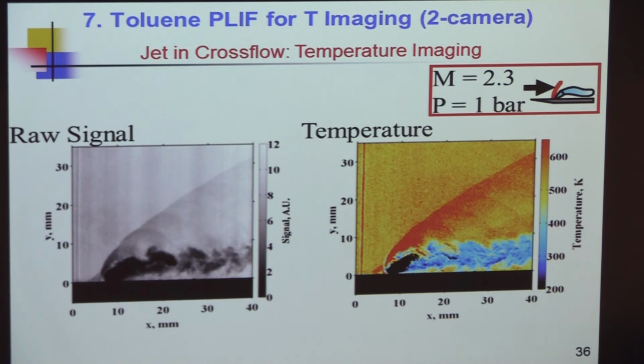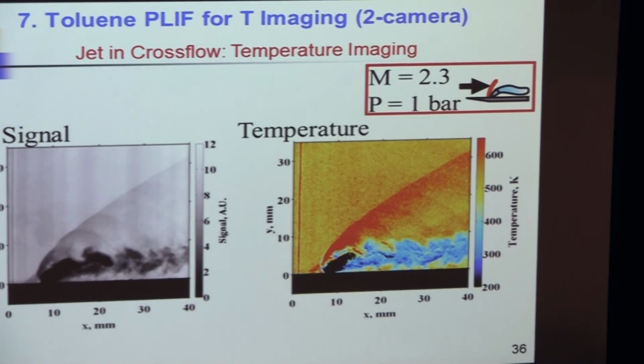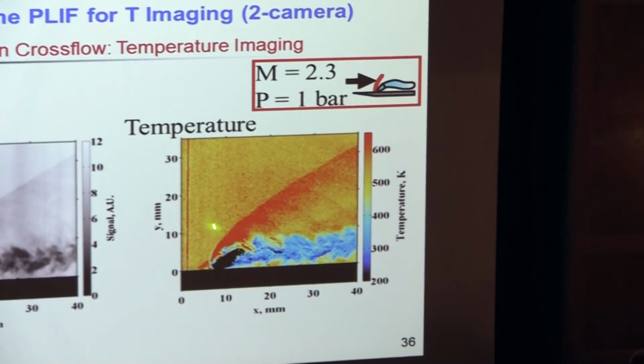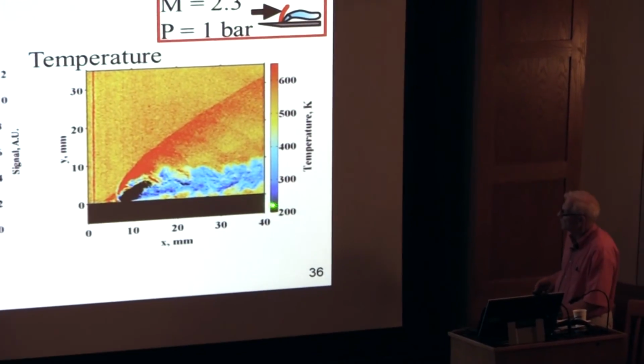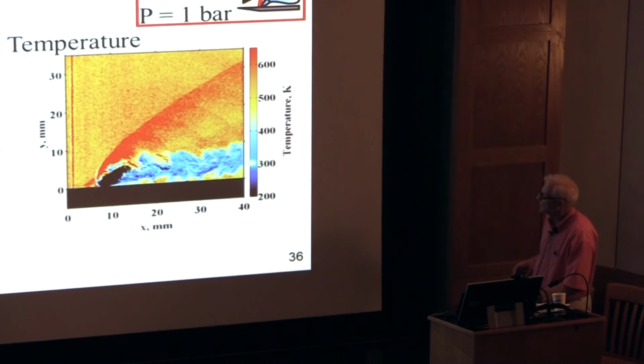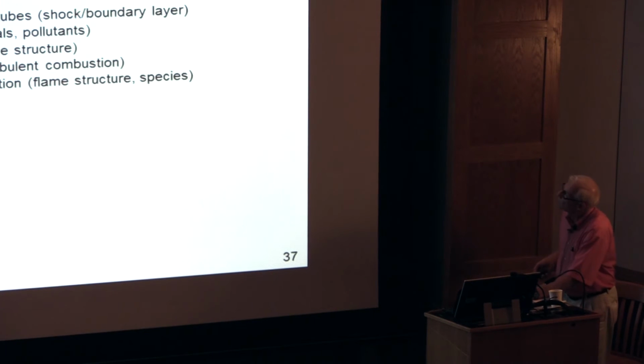So these were now pretty recent, within the last couple of years. Jet and cross flow images of temperature. So how do you do that? You have to seed the flow, and you take the ratio and the toluene, and you get pretty good looking pictures. It's really cold here. That's 200 degrees. Coming out, it heats up. Here's the bow shock. That's really the state of the art.